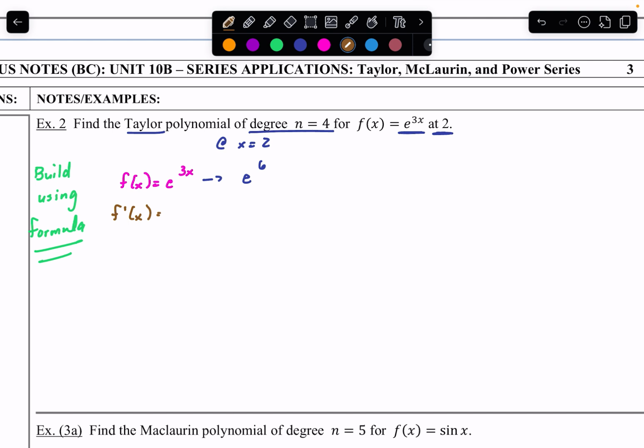So the derivative of e to the 3x is 3e to the 3x. I need the second derivative. I think I'm going to need at least to the 4th, because, again, I wanted a 4th degree, so I'm planning on that right now.